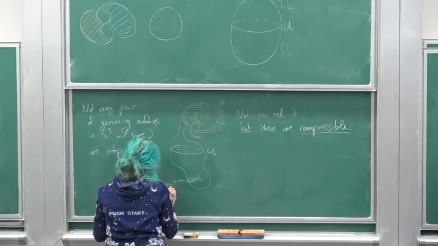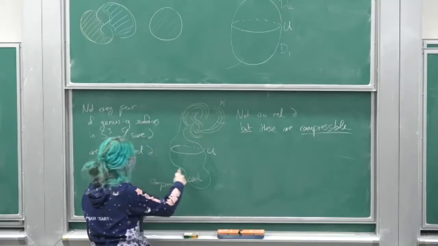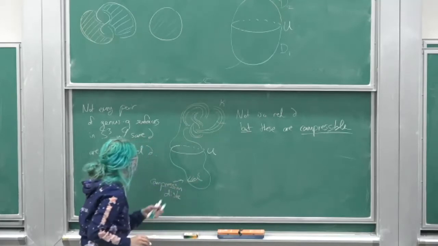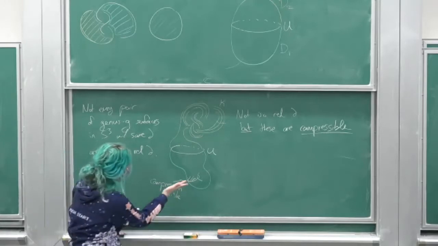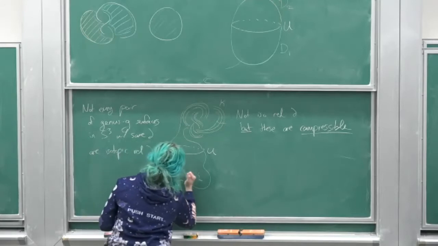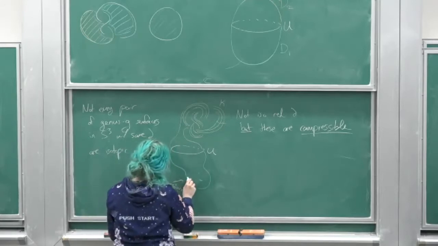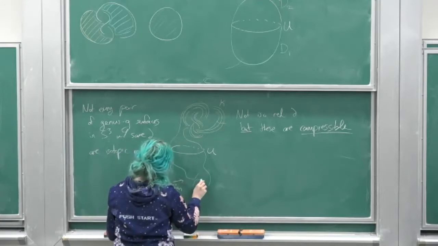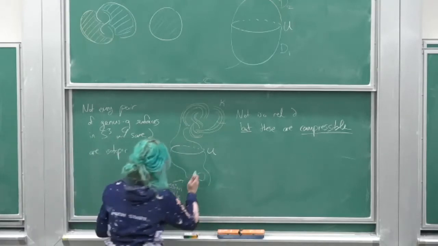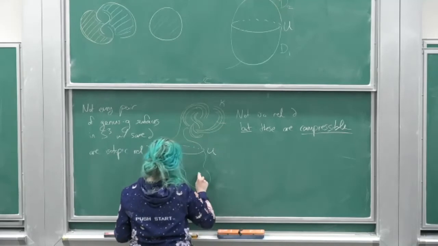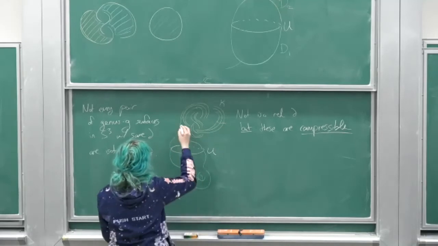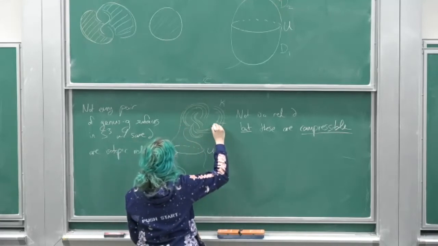And having a disk like this, whose boundary is essential in this blue surface, gives me a recipe for how to simplify the blue surface, because I could just use it to cut the surface open and decrease its genus. Like, I could just delete this whole thing and go from genus one to genus zero. Okay. So this surface is compressible, and so is the yellow one, by something like this.